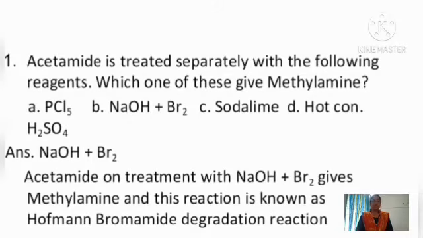So my first question is, acetamide is treated separately with the following reagents. Which one of these gives methylamine? Option A is PCl5, option B is NaOH plus Br2, option C is soda lime and option D is hot concentrated sulfuric acid. In this case, acetamide is a 2-carbon amide and it is converted into methylamine. That means one carbon atom is lost and the amide is converted into an amine, that is NH2.